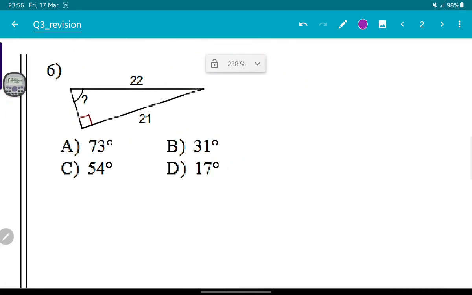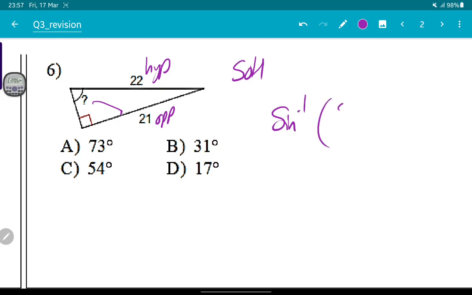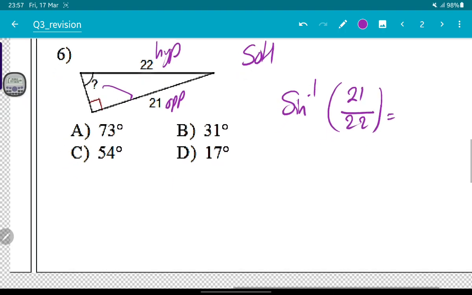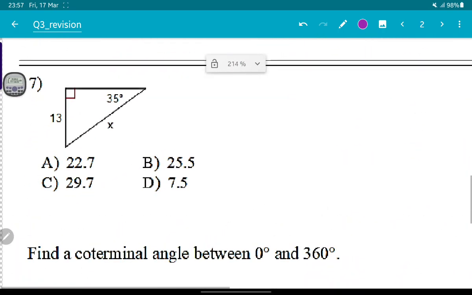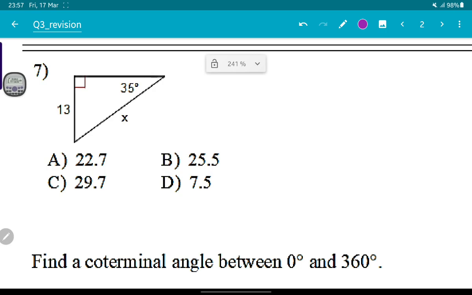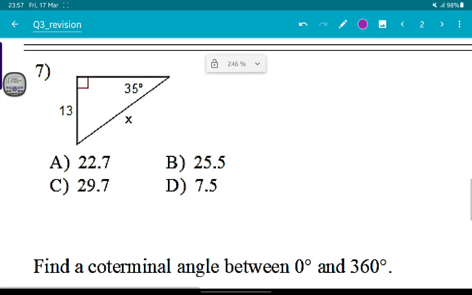Here we have a missing angle, and this is the opposite, and this is the hypotenuse, so it's shift sine 21 over 22. The guide answer for all these answers will be at the end of the sheet.